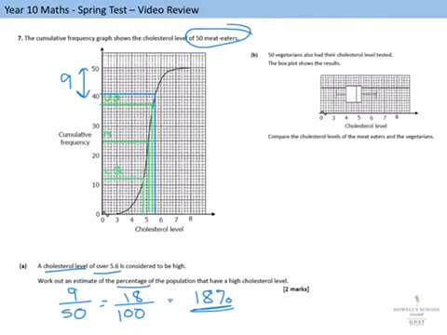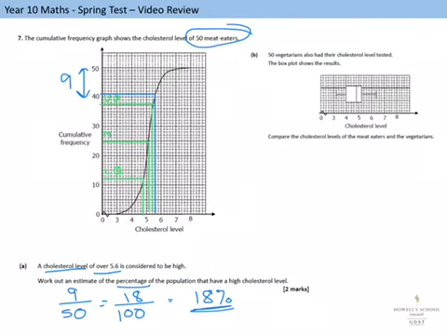So now that I've read off all of that information from the graph, of course the median position we found by halving the 50, so that gives us 25, so we read across at 25 and down. The lower quartile is a quarter of 50, so that's 12.5, reading across and down. The upper quartile is at 37.5, reading across and down.